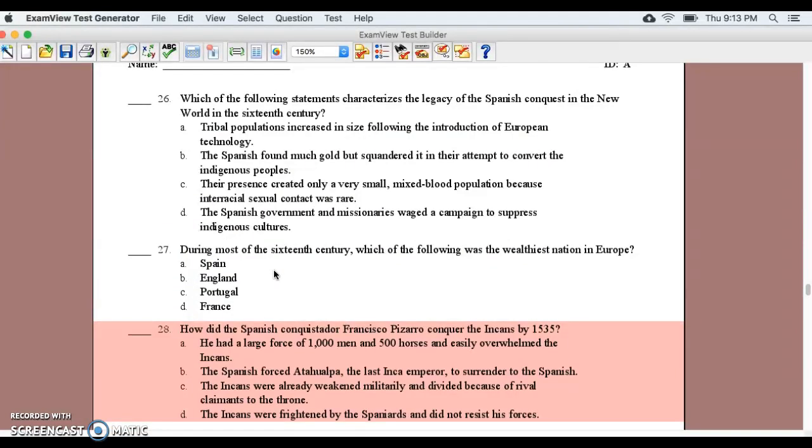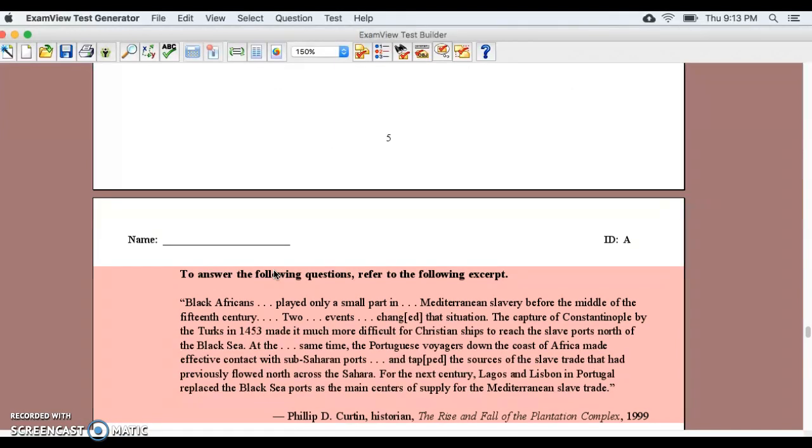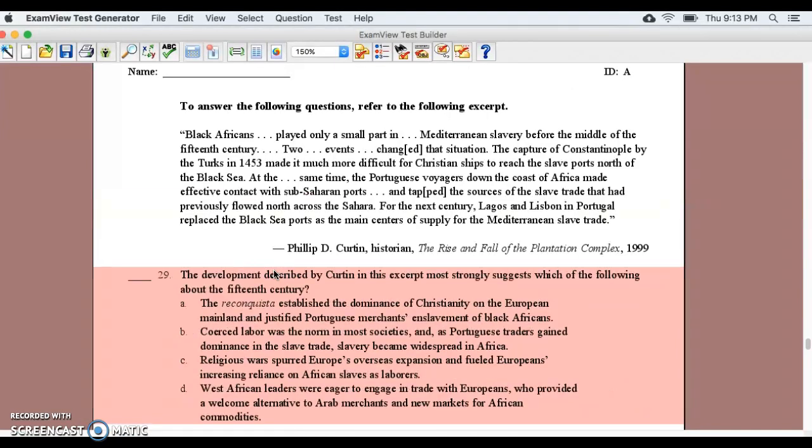That's an easy one. How did the Spanish conquistador Francisco Pizarro conquer the Incas in 1535? Well, again, that's a pretty straightforward tale, just like Cortez and the conquest of the Mayas. You will not get the short answer questions, guys, so I'm not going to spend too much time. I already went 4 minutes over, but I'm sure you guys will agree this is helpful.